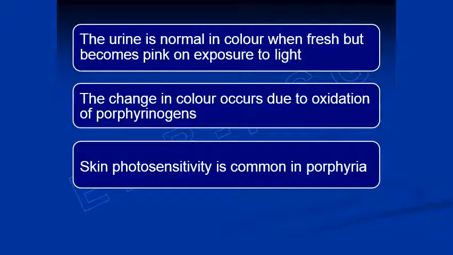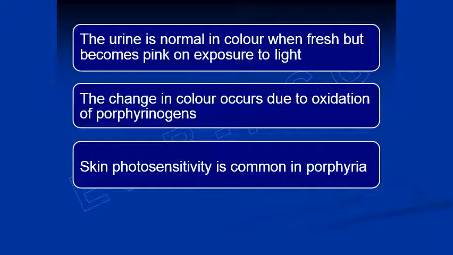pathway. Now, the urine is normal in color when fresh, but if you expose the urine of these patients of porphyria to light, the urine will turn pink, mainly due to an oxidation process. In the presence of light, there will be oxidation of porphyrinogens. Patients who have porphyria also have skin sensitivity. When their skin is exposed to light, they also develop skin problems.